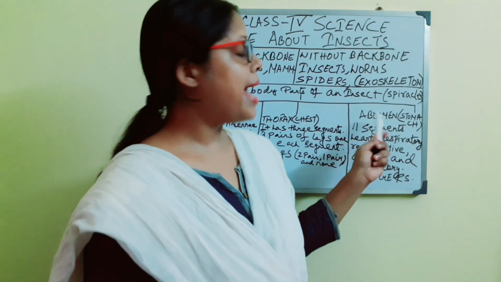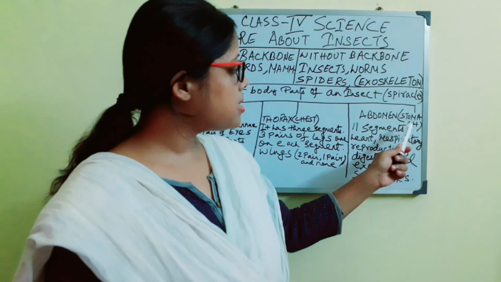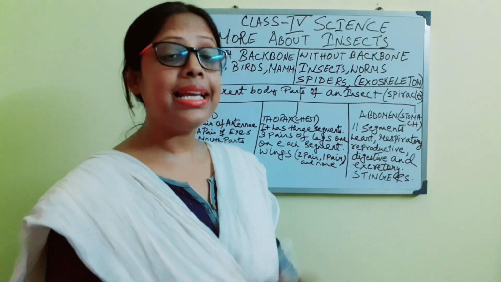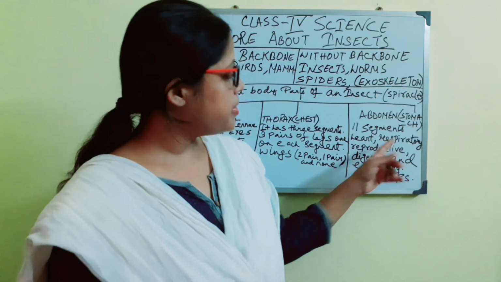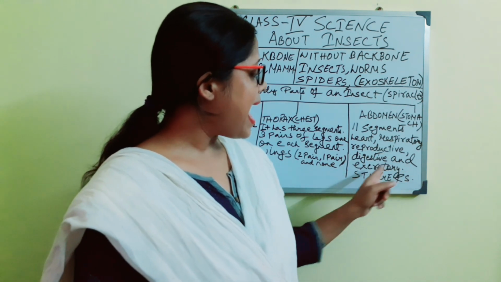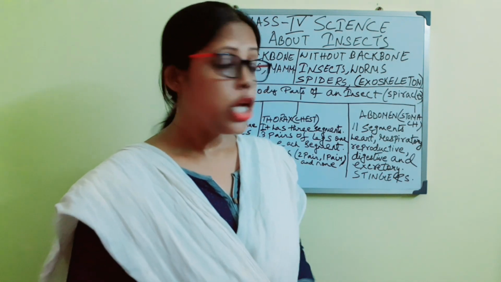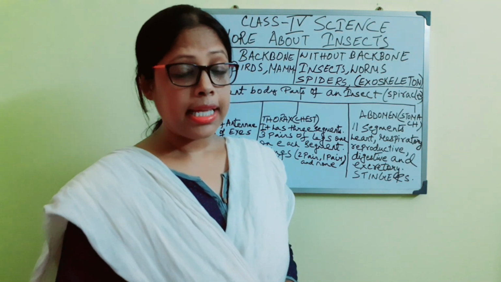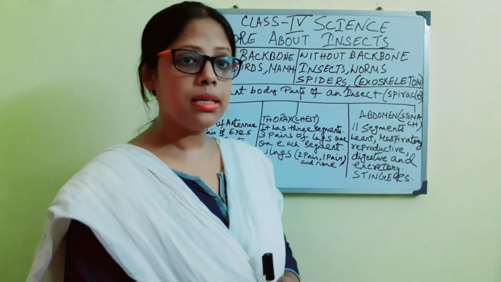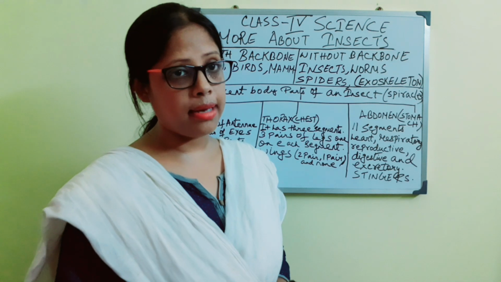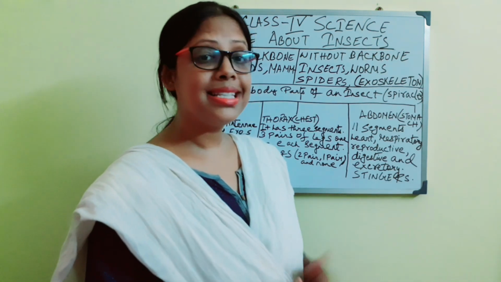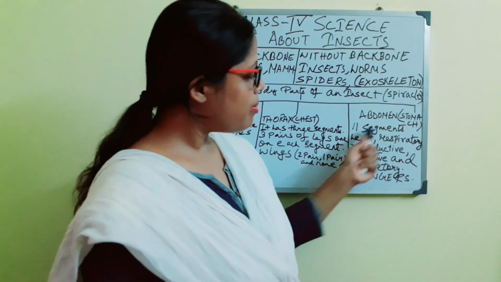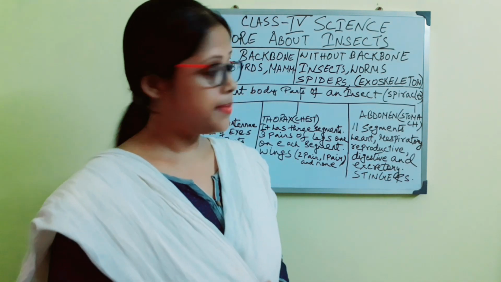Now we have the abdomen part. The abdomen is the stomach portion. The abdomen has 11 segments and it consists of the heart, the respiratory, the reproductive, the digestive, and the excretory systems. So these are the different systems that an abdomen consists of. Apart from these systems, they have one specialized organ, and this organ is the stinger. So the abdomen has so many systems or organs.